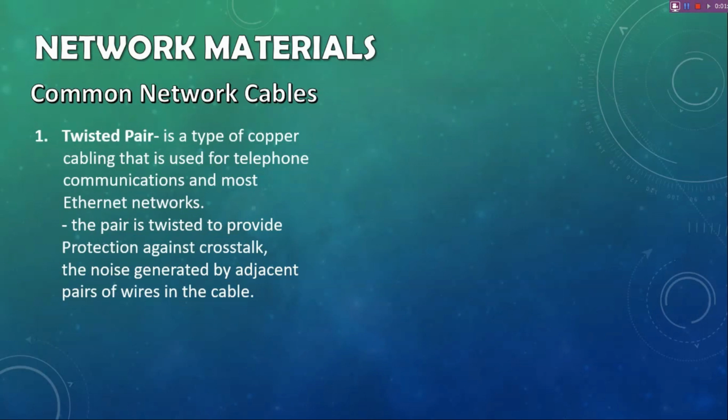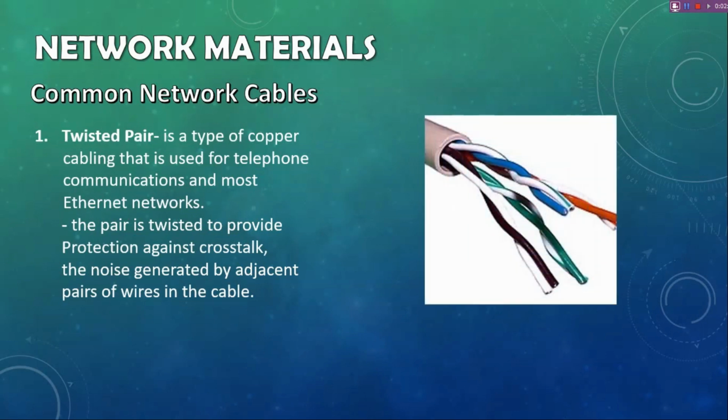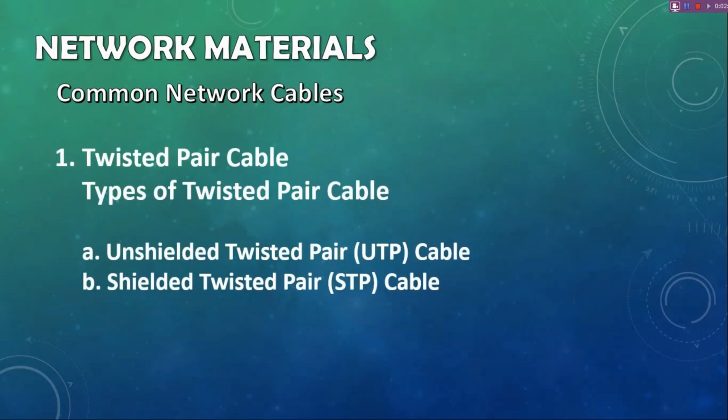So let us talk about first the twisted pair. It is a type of copper cabling that is used for telephone communication and most Ethernet networks. The pair is twisted to provide protection against crosstalk, the noise generated by adjacent pairs of wires in the cable. Twisted pair cable comes in two different types, the unshielded twisted pair or UTP and shielded twisted pair or STP.